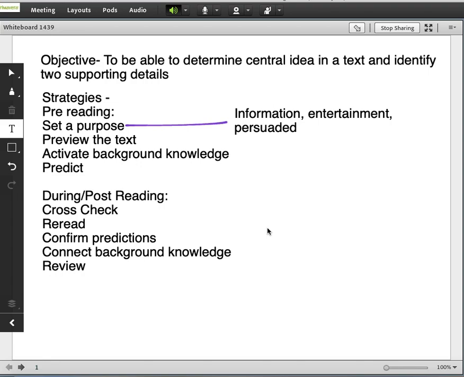So for us today, I've already determined our purpose. We're looking to determine central idea and to identify two supporting details. That is our purpose in reading today.